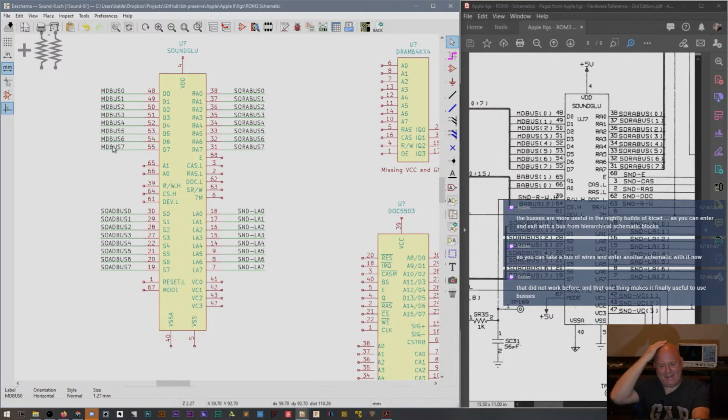The 5-volt symbol is pointing down. Yeah, I saw that too. It drives me crazy.